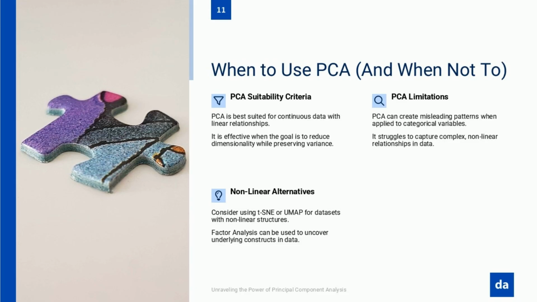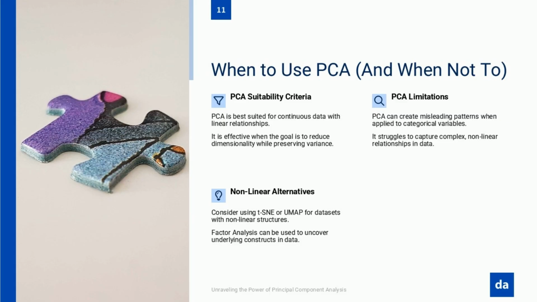When your goal extends beyond dimension reduction to understanding underlying factors, factor analysis offers a compelling alternative. Unlike PCA, which focuses on maximizing variance, factor analysis specifically seeks latent variables that explain correlations among observed variables. This makes it especially valuable in fields like psychology, market research, and social sciences, where researchers aim to uncover hidden constructs driving observable behaviors.